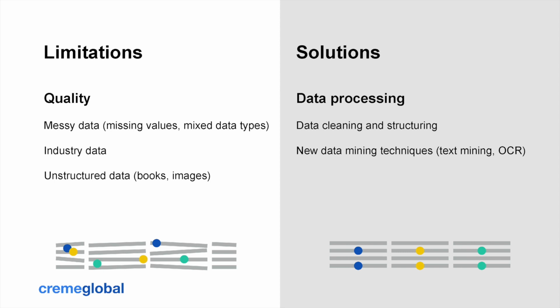So solutions to these problems are various data processing techniques. A lot of the work of data scientists is spent on data cleaning and structuring. There are also various new data mining techniques, such as text mining or OCR, optical character recognition. These are machine learning methods that can help us to go through large volumes of unstructured data, and they can quickly extract the information that we are looking for.